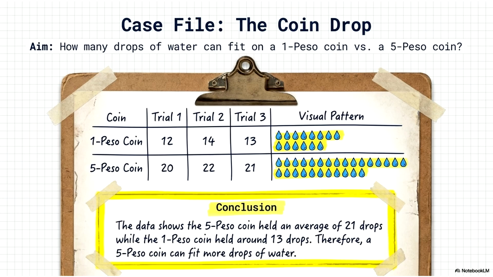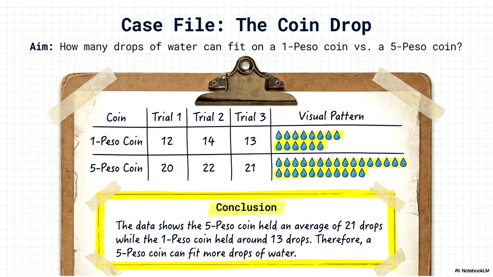In this investigation, students tested how many drops of water could fit on different coins. The 5-peso coin held about 21 drops on average, and the 1-peso coin held about 13 drops on average. What does the data tell us? The data shows that the 5-peso coin held more drops of water. Therefore, the 5-peso coin can hold more water than a 1-peso coin. That's a good conclusion because it uses evidence from the investigation.